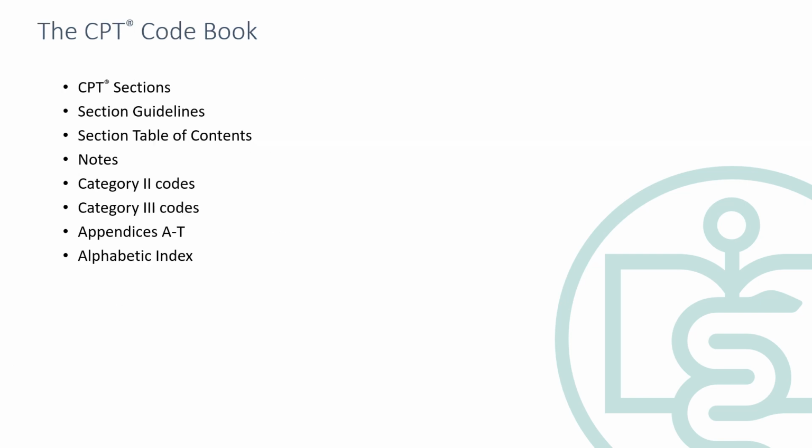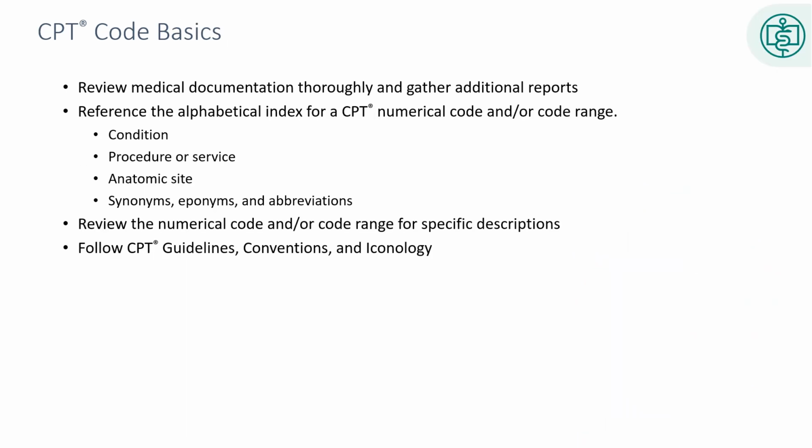Take a moment to review the structure of the CPT book itself. As you are coding, review the documentation to determine what services were provided. Then review the CPT index to find the code or code range that would apply to the services. Codes can be found in the CPT index in multiple ways: condition, procedure, anatomical site, and so on. Once you have identified the codes, review those codes, the code descriptions, and all guidelines and instructions for reporting to select the code that represents the service provided.